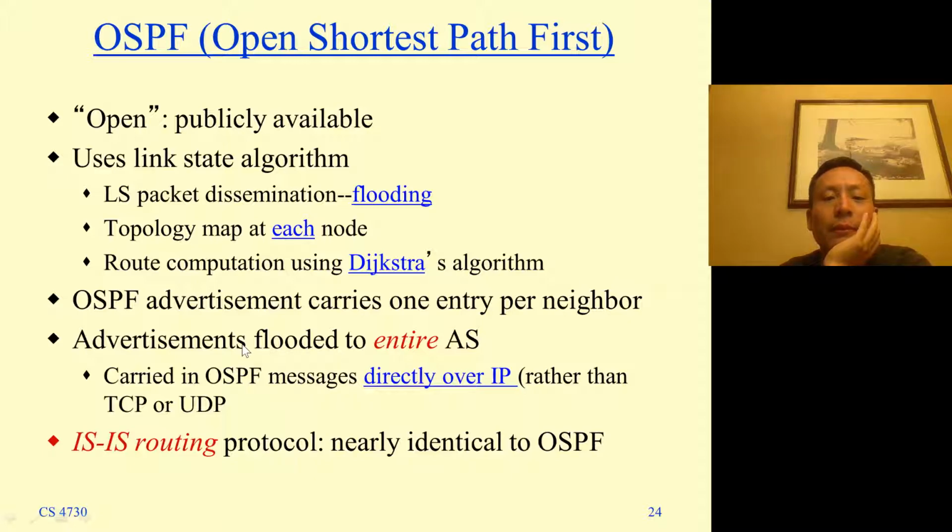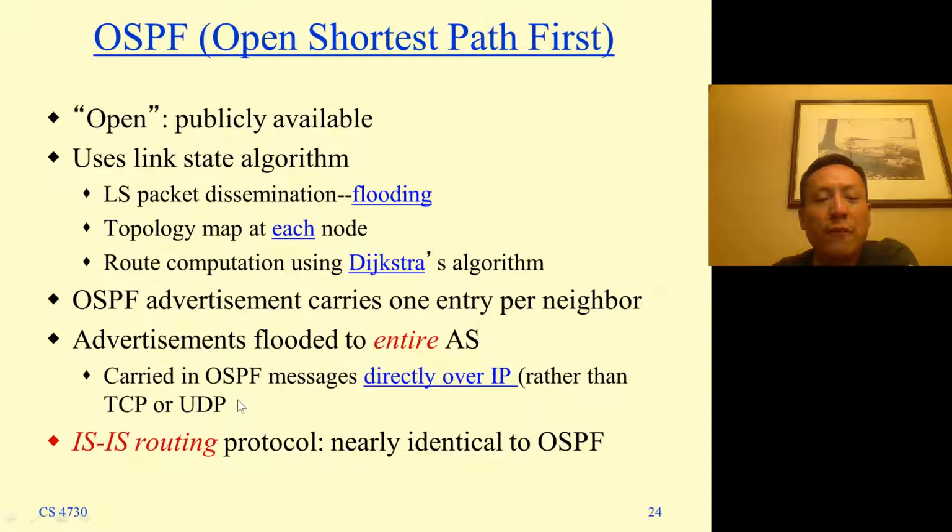All right. So for OSPF, the advertisement carries only one entry per neighbor, and this advertisement is flooded to the entire autonomous system, which means advertised to everyone. For example, if an AS is running OSPF, then each of these routers needs to flood to all the other routers.